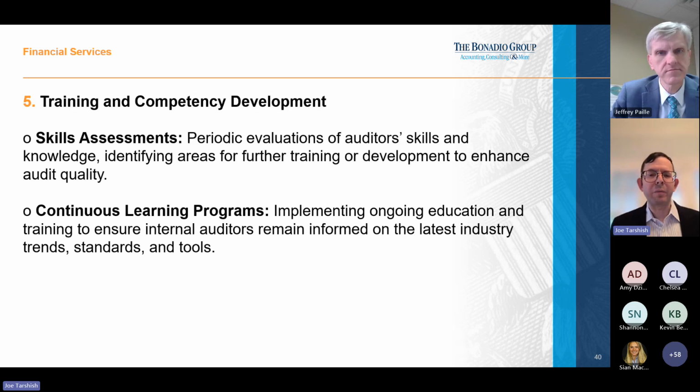Training and competency, and this supports really the quality assurance, professional practices, continuous improvement cycle that we talked about. So skills assessment is really, really important. It's a requirement. Periodic evaluation of auditor skills and knowledge, identifying areas for further training or development to enhance audit quality. So an easy way to do this is to have auditors self-assess their knowledge and skills. All auditors will maybe feed into, for example, a Google Sheets file. And then you can see across the department, here are areas of strengths, here are skills, knowledge across the organization.